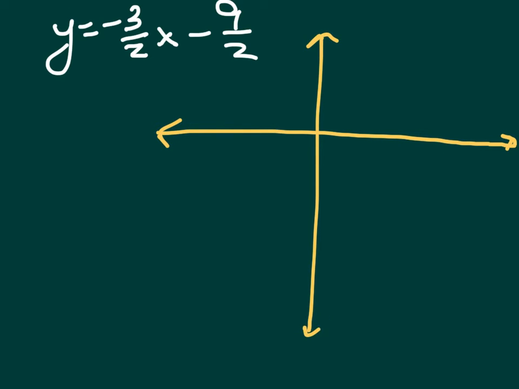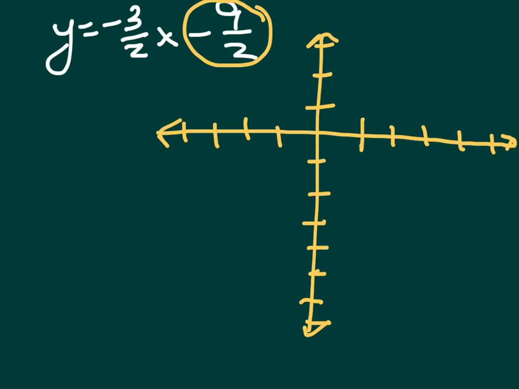Set up my graph. I've got my y-intercept. Negative 9 over 2 is roughly negative 4.5, so I'm going to go 1, 2, 3, 4.5 roughly there. There's my y-intercept. And I know that my rise over run is negative 3 over 2. I can either use the negative for the 3 or the negative for the 2. So what I'm going to do is use it for the 2, considering the way that my graph is set up.